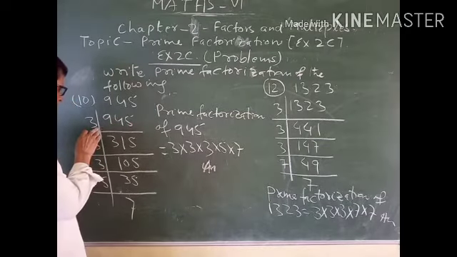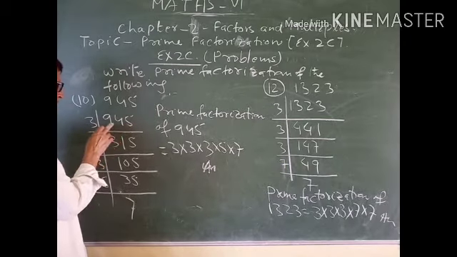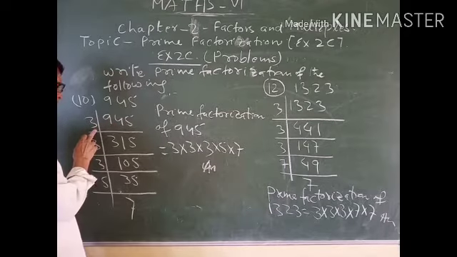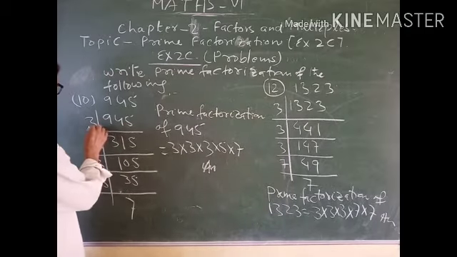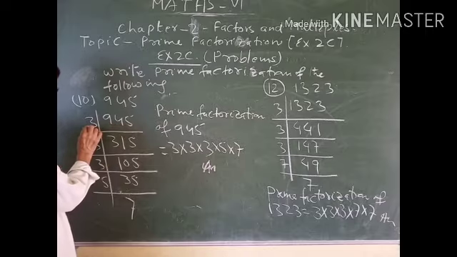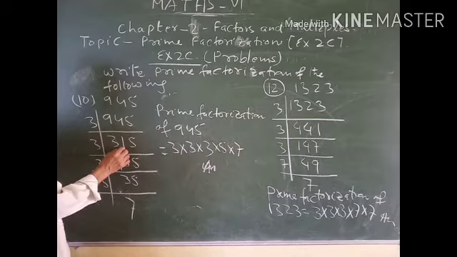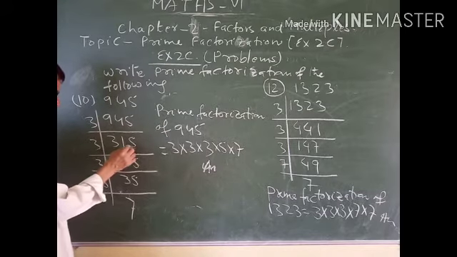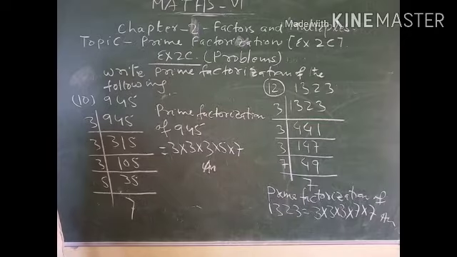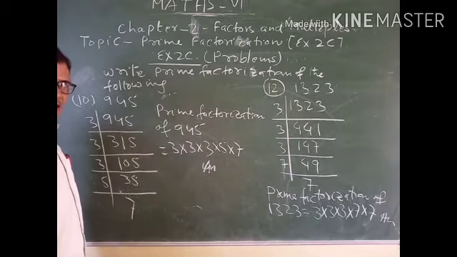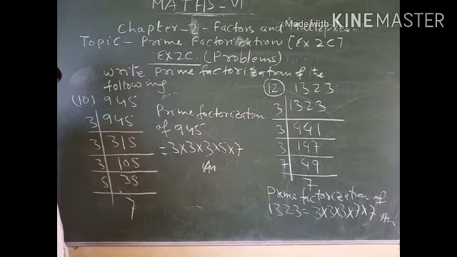Now come to the divisibility rule by 3. Add the digits 5 and 4, 9, 9 and 9, 18. 18 is divisible by 3. So this number is also divisible by 3. If you divide this number by 3, you get 315. Again test whether it is divisible by 3 or not. 5 and 1, 6, 6 and 3, 9. This is divisible by 3. Therefore this number is also divisible by 3. Now if you divide this number by 3, you get 105.